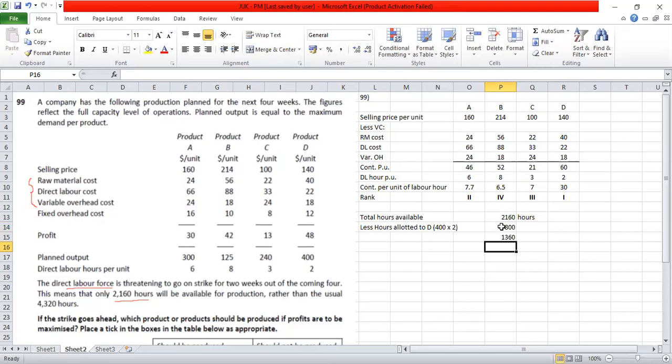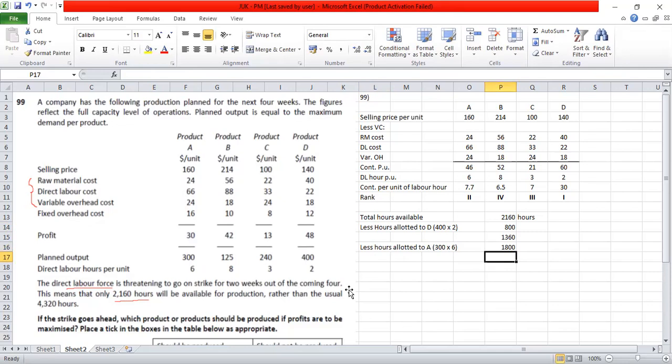Then out of 1,360, the one which is second in order, A, whatever is required by A should be allotted. Less hours allotted to A. So what is the planned output for A? A has a plan of 300 units into 6. 300 into 6, 3 6s are 18, 1,800 hours. Are they available? No, they are not available. Only 1,360. So 1,800 hours are required to take up the production of all the units of product A, but that many hours are not available.